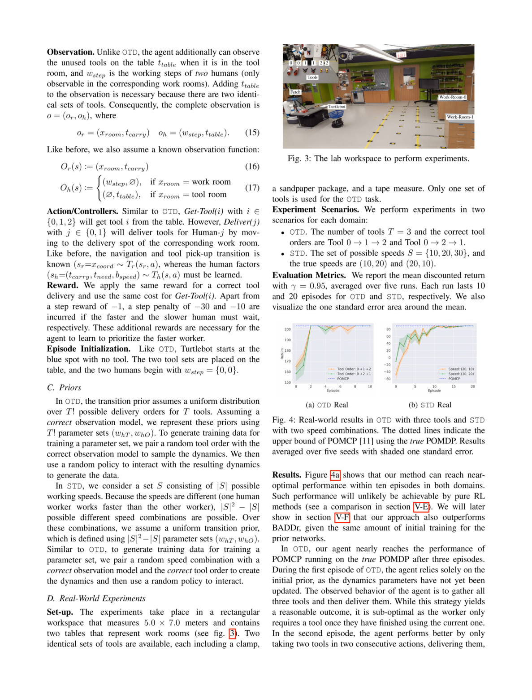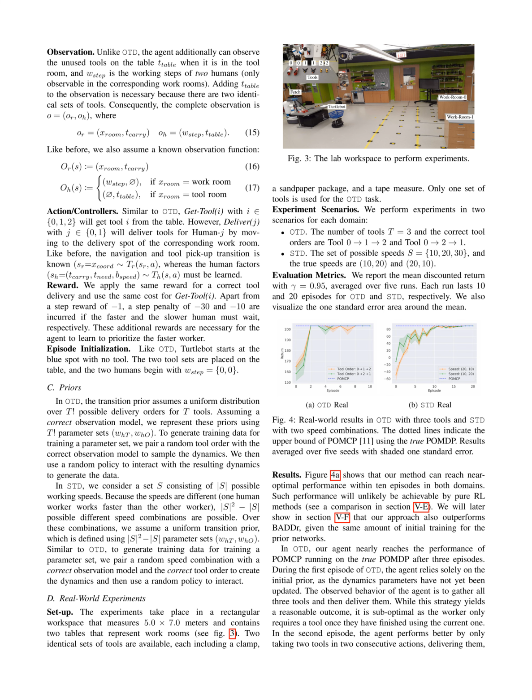Experiment scenarios. We perform experiments in two scenarios for each domain. OTD: the number of tools T equals 3, and the correct tool orders are tool 0, 1, 2 and tool 0, 2, 1. STD: the set of possible speeds S equals 10, 20, 30, and the true speeds are 10, 20, and 20, 10. Evaluation metrics. We report the mean discounted return with gamma 0.95, averaged over 5 runs. Each run lasts 10 and 20 episodes for OTD and STD respectively.